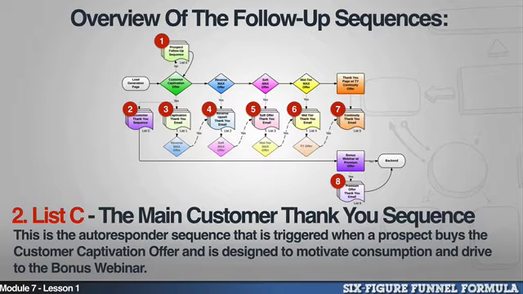The second thing that this sequence does, and you're going to learn about this later on, is that it drives new customers to a bonus webinar that they get as part of their customer captivation purchase. In other words, basically what happens is somebody buys the customer captivation offer, and in a short period of time, they get put into a webinar that offers bonus content. It's an extra unadvertised bonus, if you will. And at the end of that webinar, you have the ability to present a premium high-priced offer. So that's a part of the six-figure funnel formula that we haven't yet talked about. But so that's the second purpose of the main customer thank you sequence of list C.